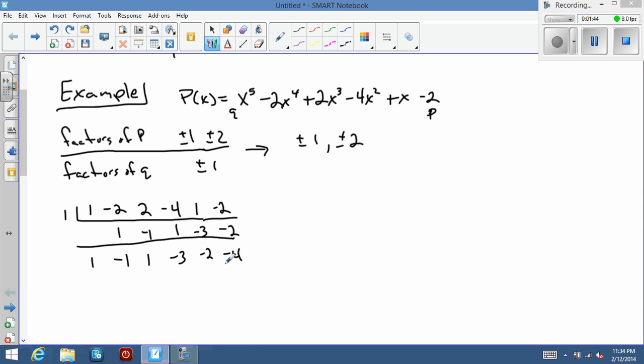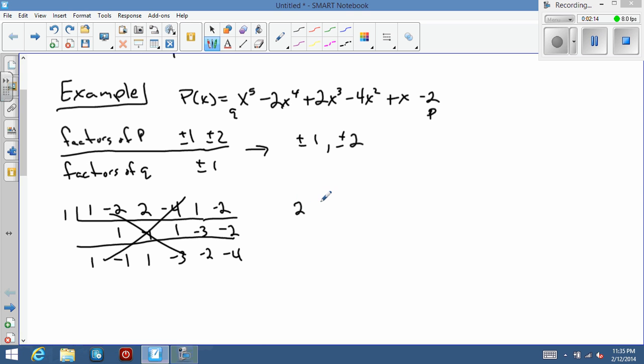Now that did not work out as a 0 here, but I'm going to check to see if that was an upper bound or a lower bound. An upper bound would be if all of these are positive. A lower bound would be if these are alternating. So I've got positive, negative, positive, negative, negative, negative. So the fact that I have 3 negatives in a row here, this is not a lower bound and obviously not an upper bound. So I'm just going to cross this out. So then I'm going to move on and try 2.